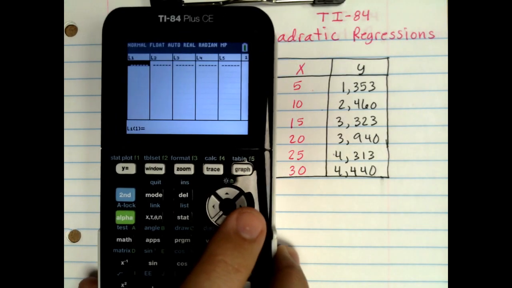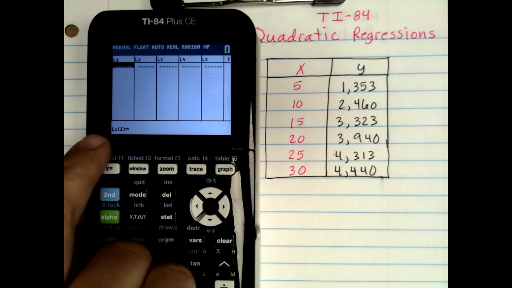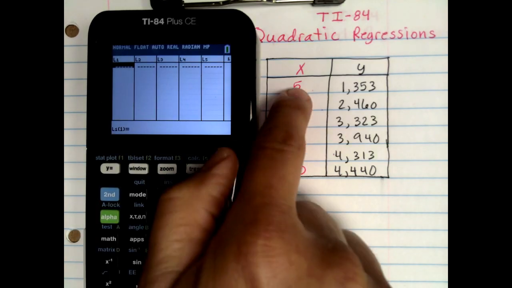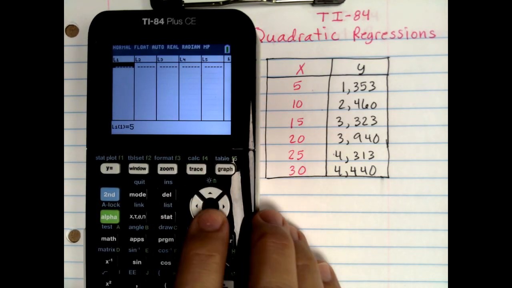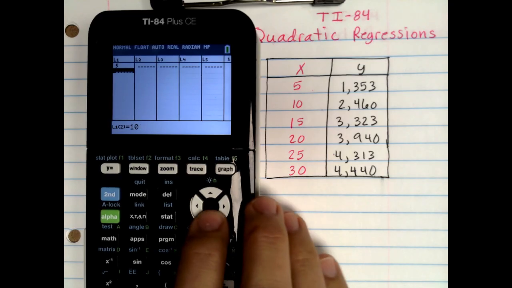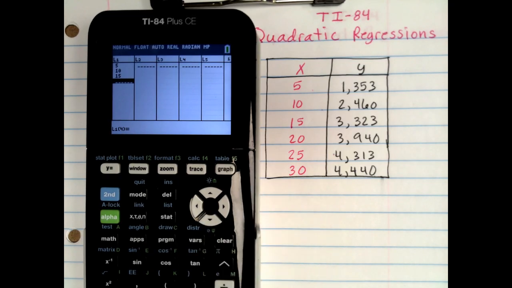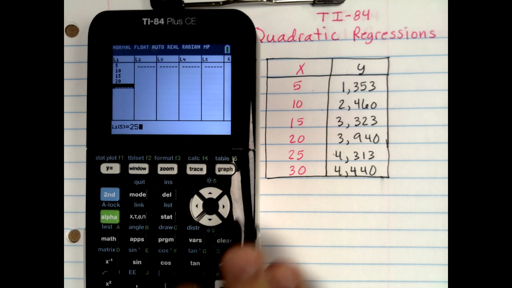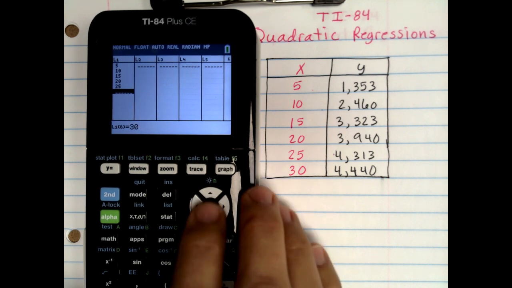Now I'm going to move it over. Notice that our x values are all going in our L1 column, the one on the left, just like the x is on the left. And I'll just type those in: 5, 10, 15, 20, 25, and 30.